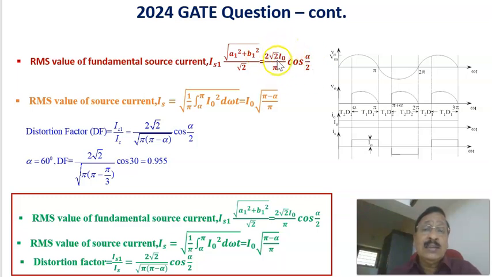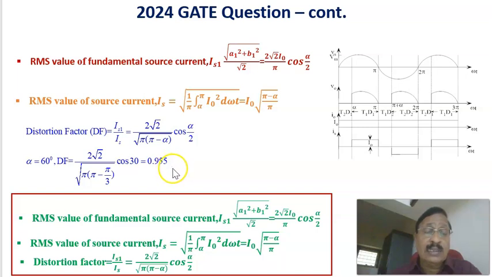The question is, what is the ratio of the RMS value of the fundamental to the RMS value of the total? That ratio is the distortion factor, which equals 2 root 2 divided by root 2 pi into root of (pi minus alpha) into cos alpha by 2. For alpha equal to 60 degrees, the distortion factor, IS1 divided by IS, works out to 0.955.